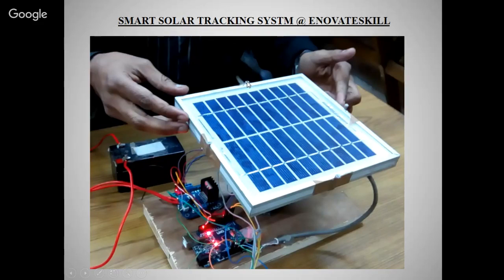This one is one LDR. Here is the second LDR, third LDR, fourth LDR. In both axes, 2 LDRs for the x-axis and 2 LDRs for the y-axis I have used. And they take the analog voltage data and give it to the Arduino microcontroller.